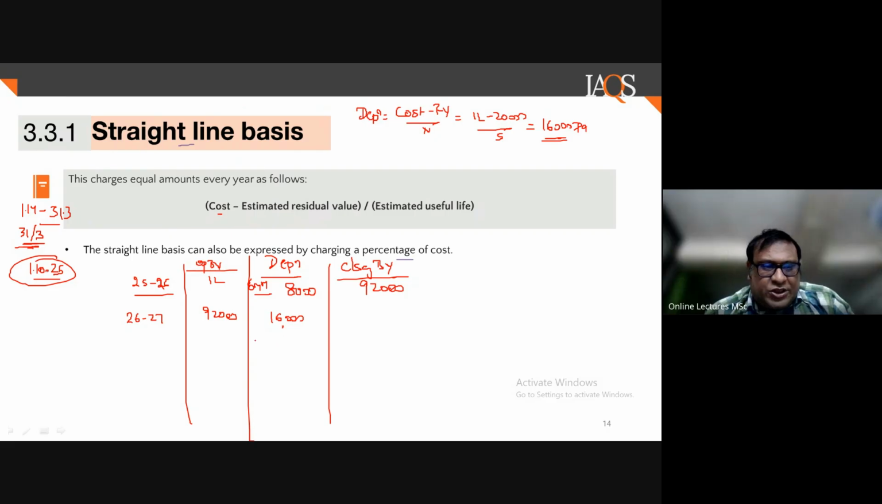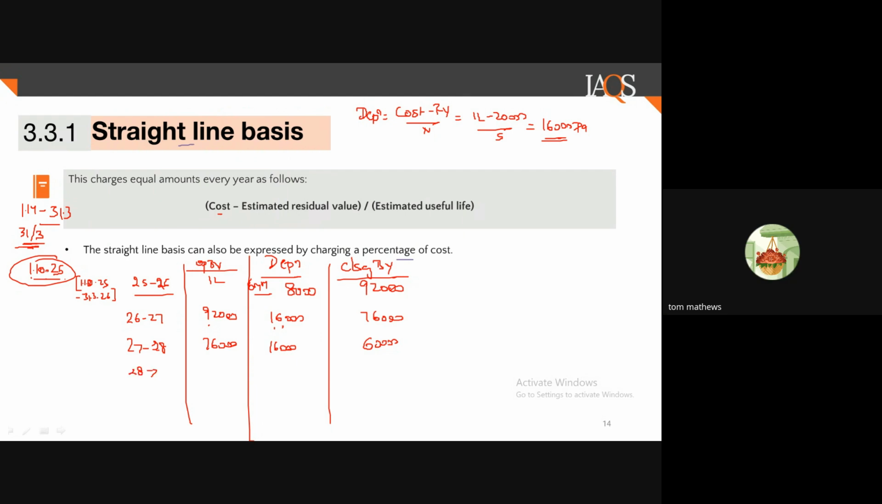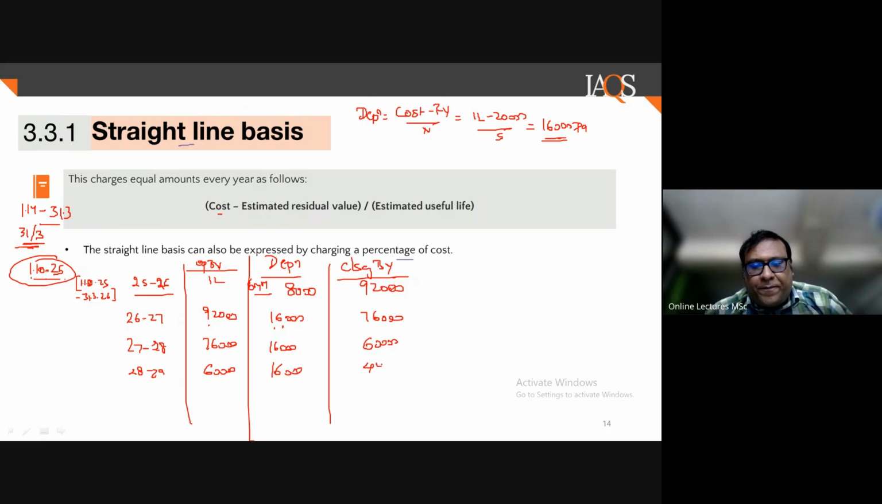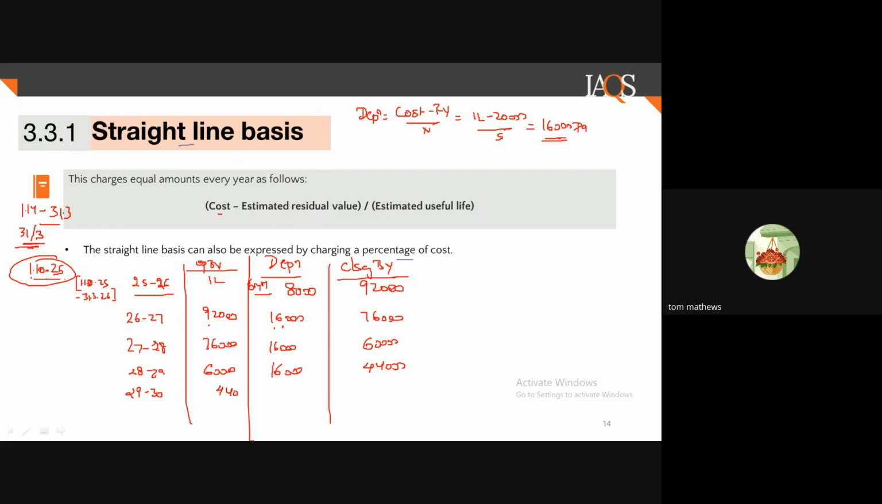Now, if I just complete this schedule, let's say it was bought on 1/10/25. So in this year it will be from 1/10/25 up to 31st March 26. Then, Tom, help me. 92 minus 16 is 76. Yes. 27-28, 76 minus 16, 60. Continue, sir. 28-29, 60 minus 16, 44. 29-30, 44 minus 16, 28.